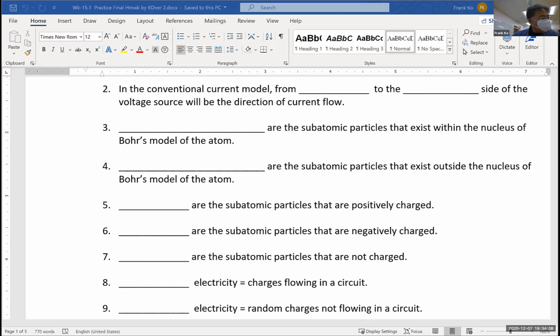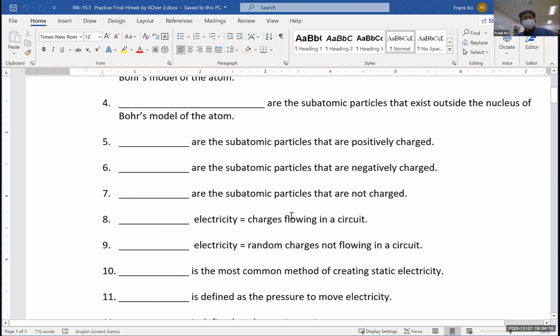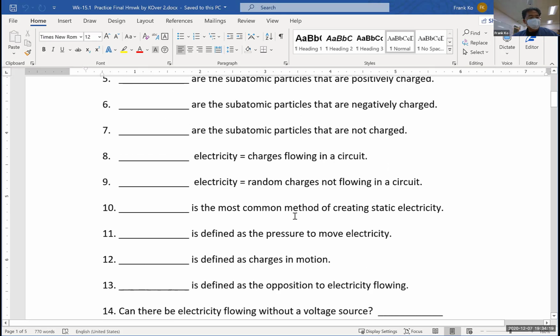Number 10. Yeah, you can do number 10. Let's finish up with number 10. What is the most common method of creating static electricity? Friction. Friction would be the most common one. Any questions from 6 through 10?